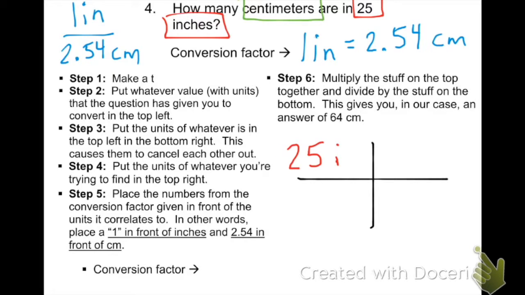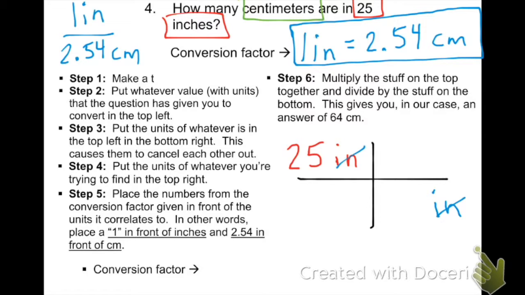So we've got our given, which in this case is 25 inches. We're going to place that in the upper left, much like we have been doing. Now we're going to use our conversion factor that I had to give you. We're going to place the unit that was given to us in the question, the one that we need to get rid of, in the lower right. So inches, because it needs to cancel out. And then we're going to place our centimeters in the upper right, because that's what we're converting to.